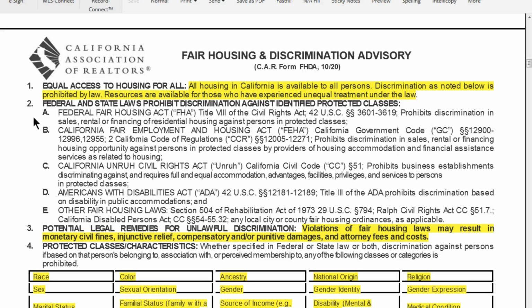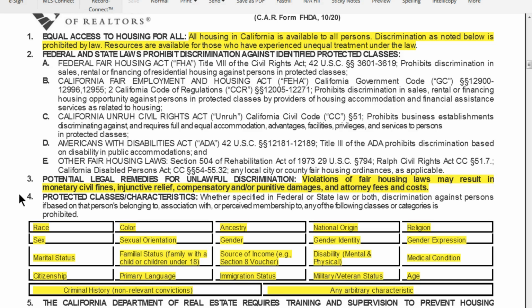Section 2 identifies the federal and state laws that prohibit discrimination against identified protected classes. And in Section 3, it talks about the legal remedies for unlawful discrimination. Note here that violations of fair housing laws may result in monetary civil fines, injunctive relief, compensatory and/or punitive damages, and attorney fees and costs.